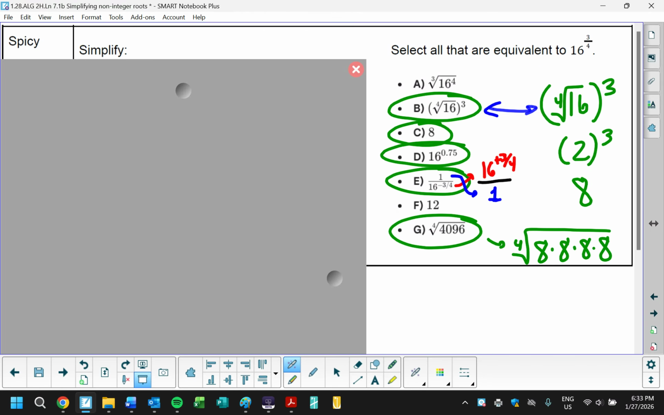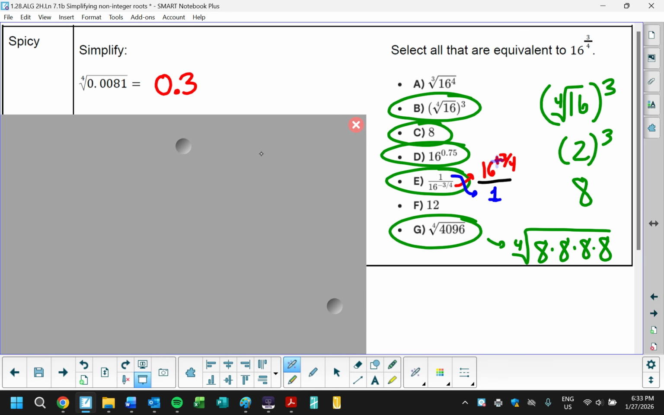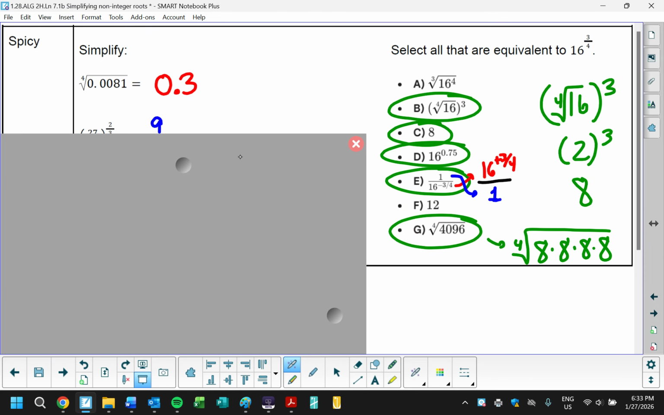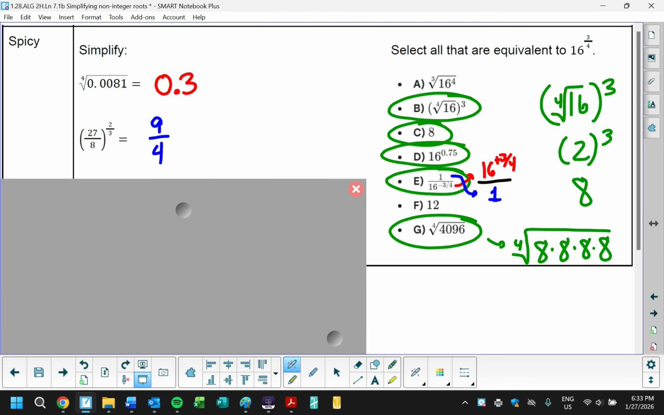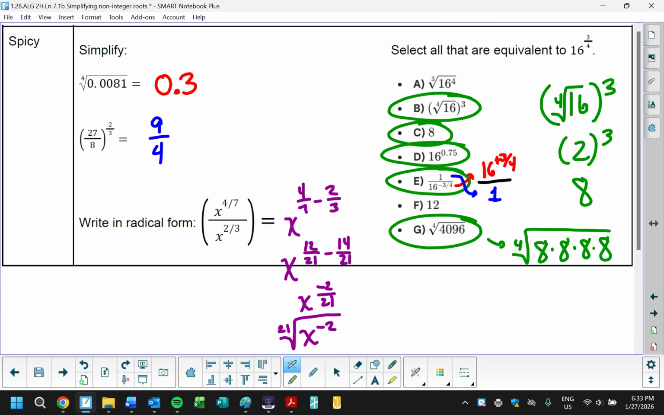Anytime you have a negative exponent, flip it to its reciprocal. So the 1 goes down below, the 16 goes up top, but once you flip it to its reciprocal, that exponent becomes a positive, so E works out, and G does as well. Meanwhile, the 4th root of 81, tens, hundreds, thousands, 10,000 is going to be 3/10. This one I didn't put any work for, but if you have a question, come on when you're ready.